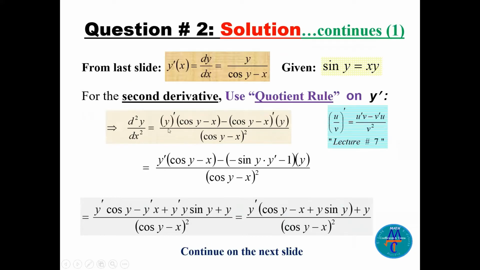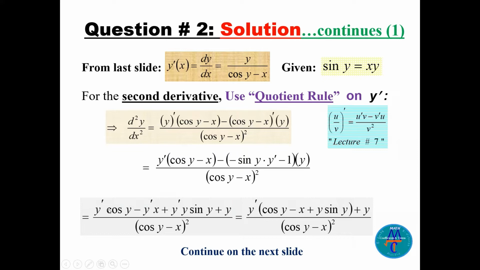Now let's find the second derivative. We have here a quotient, so we have to use the quotient rule. So it will be y prime times cosine of y minus x, minus the derivative of cosine of y minus x times the y, over cosine of y minus x all squared. Using this formula, u prime v minus v prime u divided by v squared, from lecture number 7. So this is y prime, and then here the derivative of cosine of y will be minus sine of y times y prime, minus the derivative of the x, which will be 1.